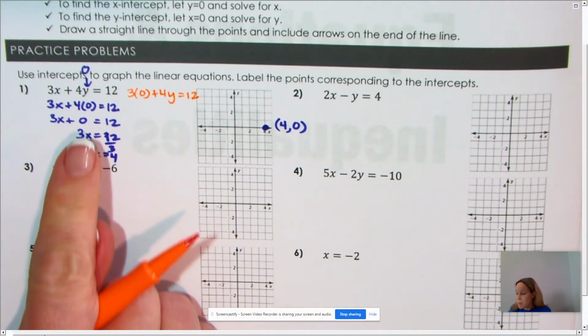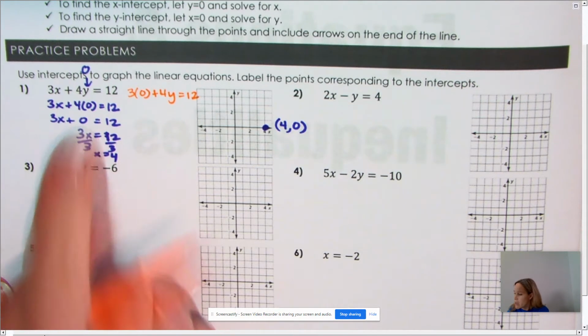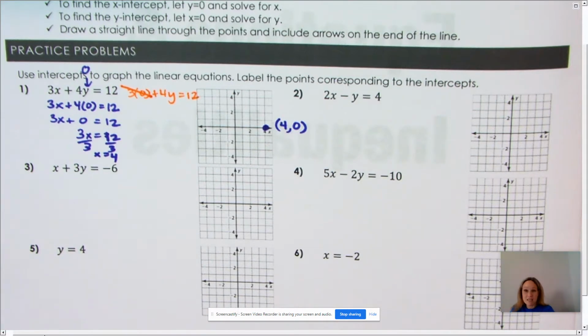Remember when we multiply by 0, we just get 0. And when we add 0, it doesn't change it at all. So essentially, we can kind of ignore that part, because anytime we multiply by 0, it makes that whole part of it equal to 0. If I'm adding 0, it doesn't change it at all.